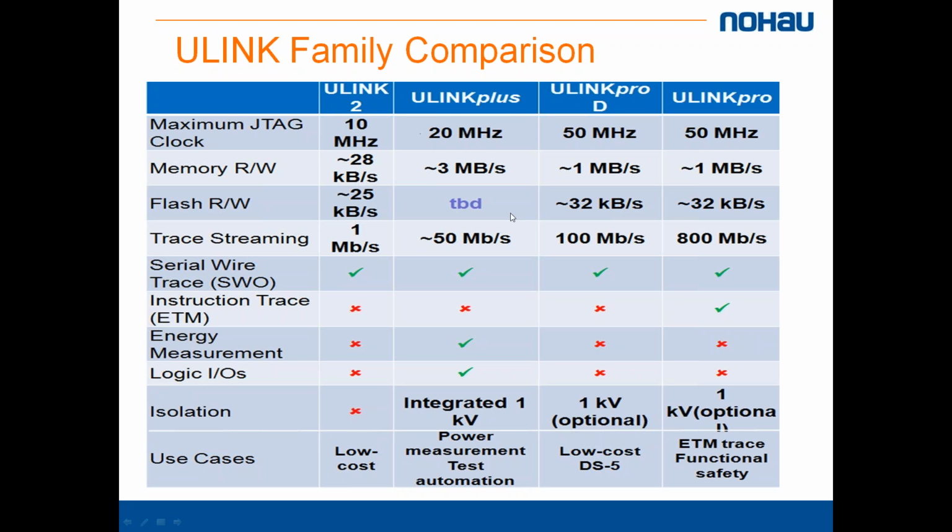If we have a look at the ULINK family, we have the ULINK 2 to the left, and we have this ULINKPlus, which comes in between the ULINK 2 and ULINK Pro family. It has the serial wire trace as the others, but it also has the power measurement and the test automation capabilities, so energy measurement and logical I/Os. For those of you who are looking to do instruction trace, you need to buy the ULINK Pro. But if you're looking for just the serial wire trace, then the ULINKPlus can do the job, so to say.